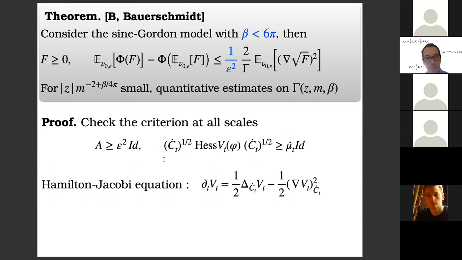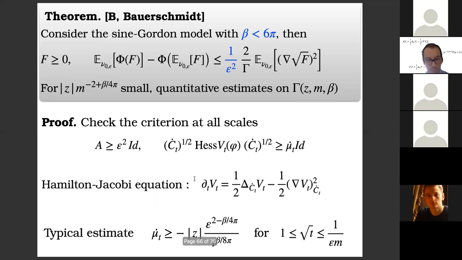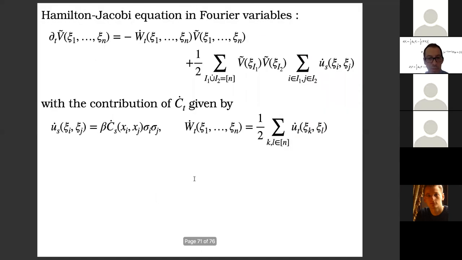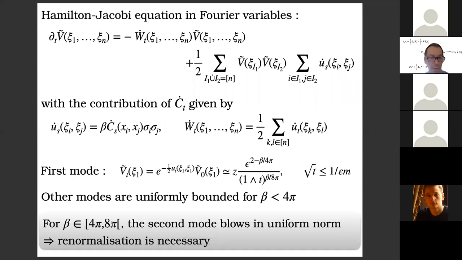times this operator C dot T. So it's something which is average, and we need some averaging and not just the uniform norm to bound the Hessian from below. So as soon as one goes beyond the 4 pi, one needs to take care of that. And it turns out that between 4 pi and 6 pi, one can control the second mode after renormalization, and we can control also the others.